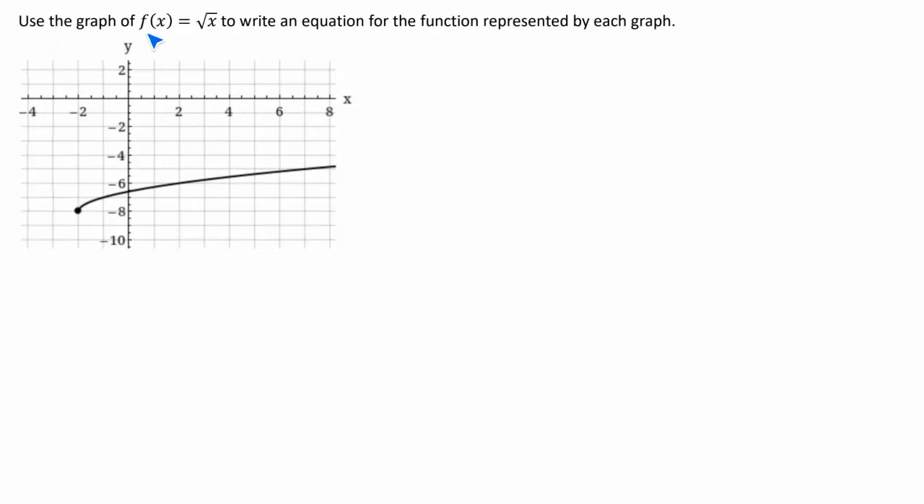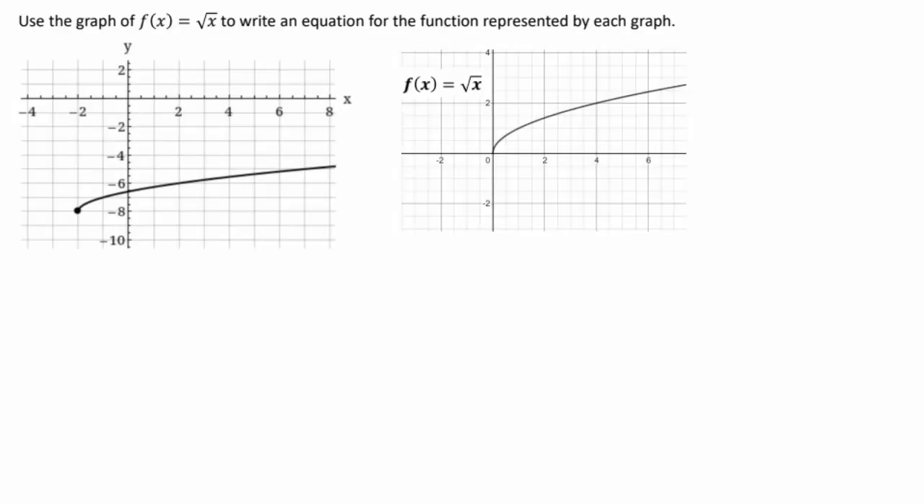So it says use the graph of f of x equals square root of x to write an equation for the function represented by each graph. So whenever I'm working with these, I always like to graph the parent function first. And so here's my parent function, just so that I can reference it. Then I like to ask myself, what would I have to do to get this graph to end up in this location? And so just by looking at it, I know that I'm going to have to go down, and I know I'm going to have to go to the left.